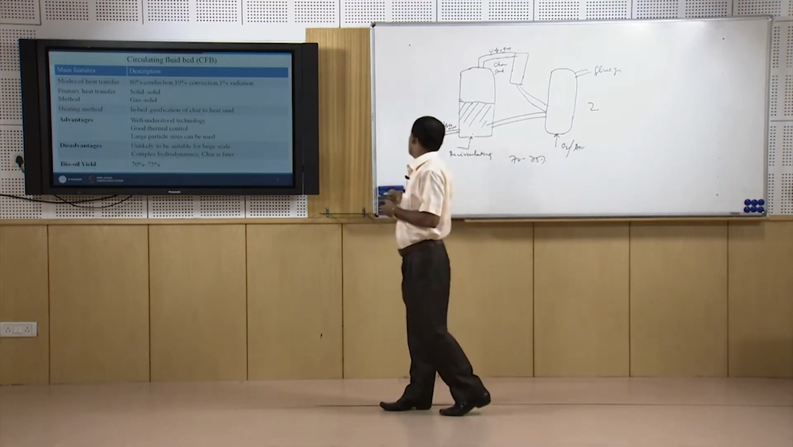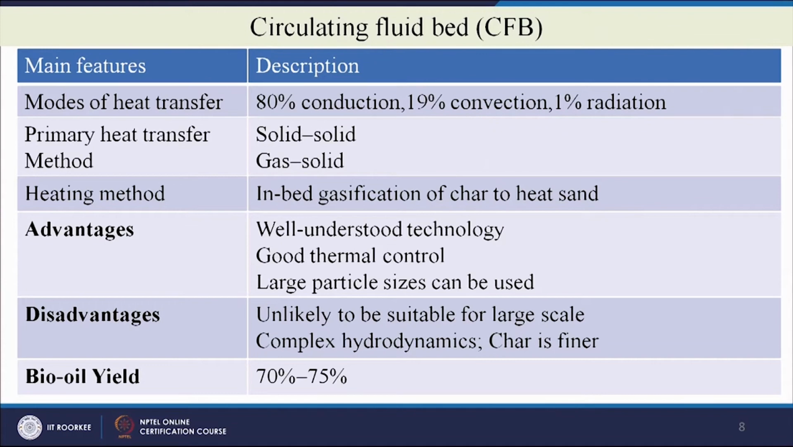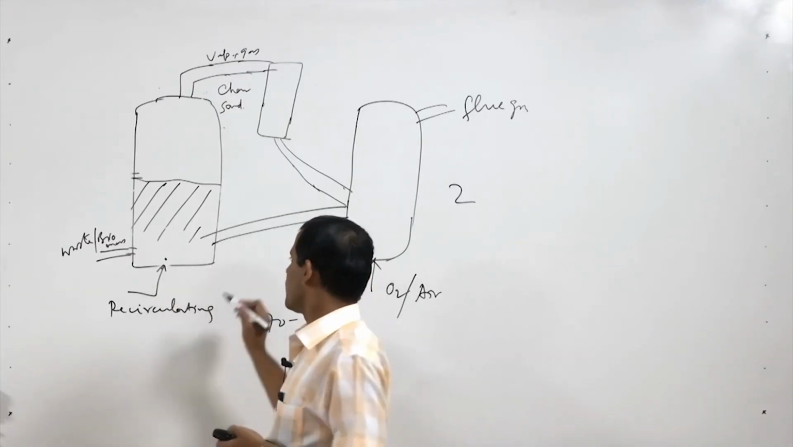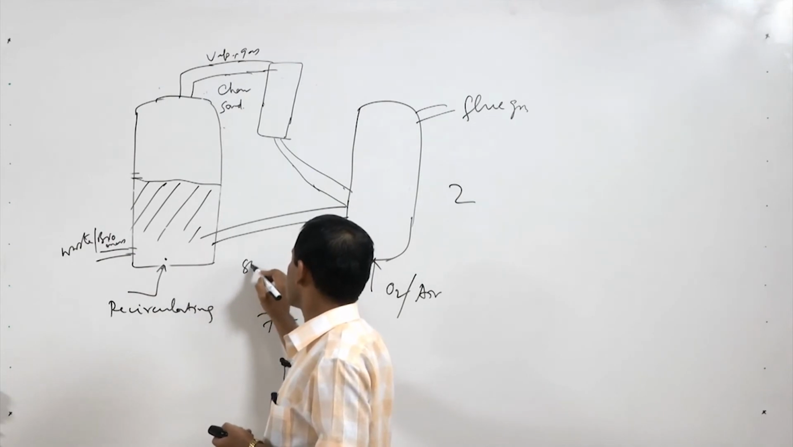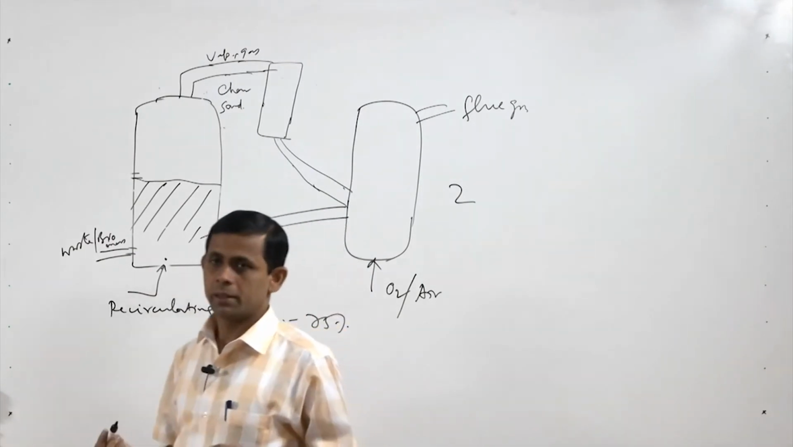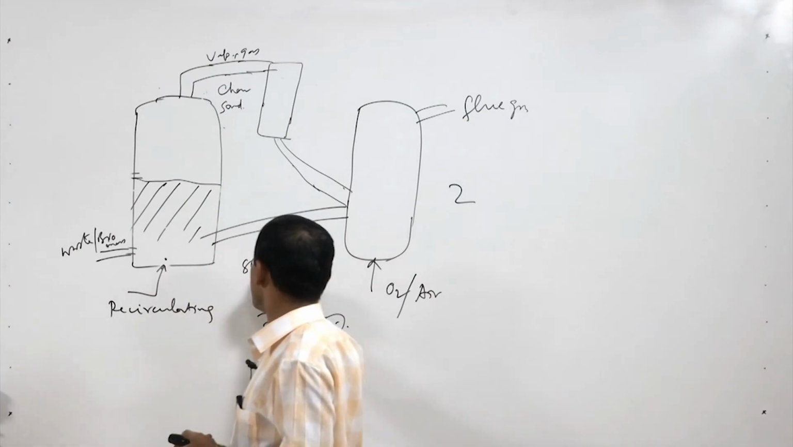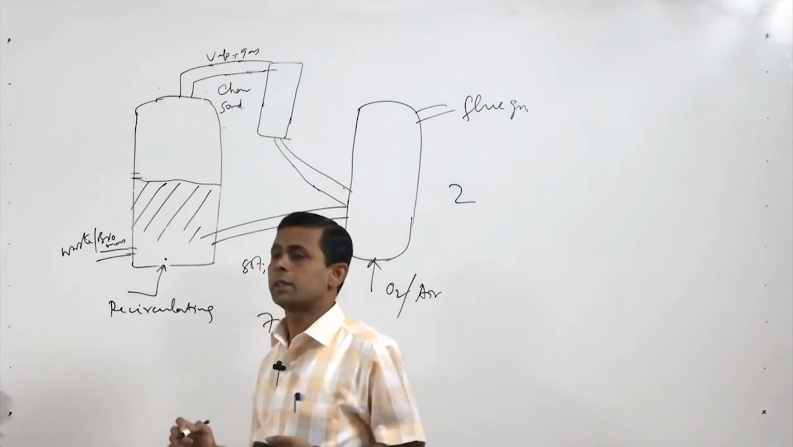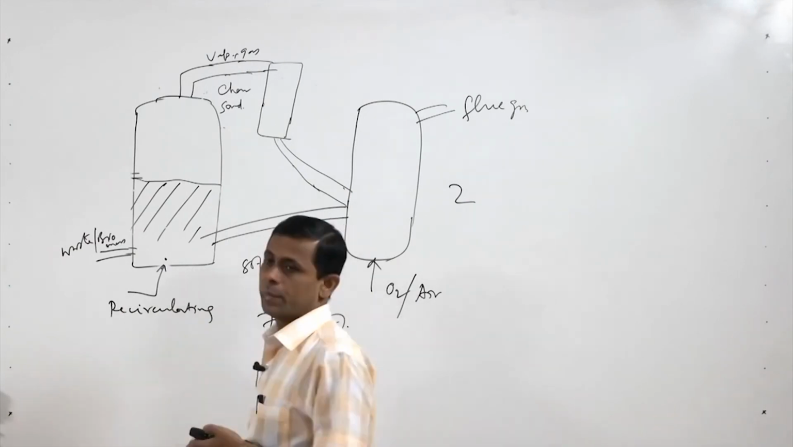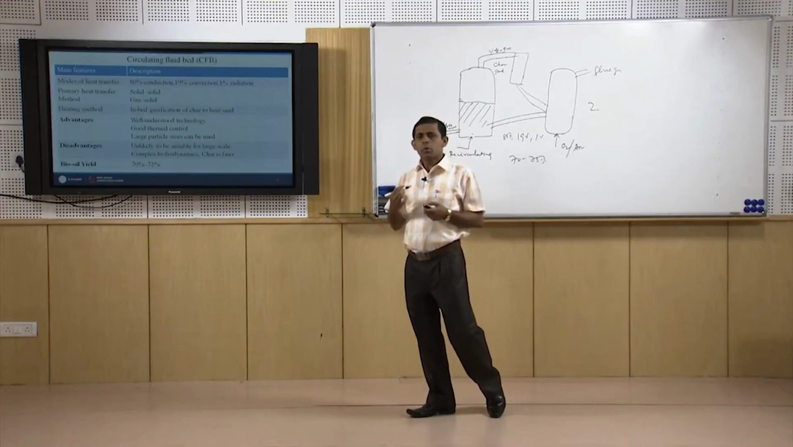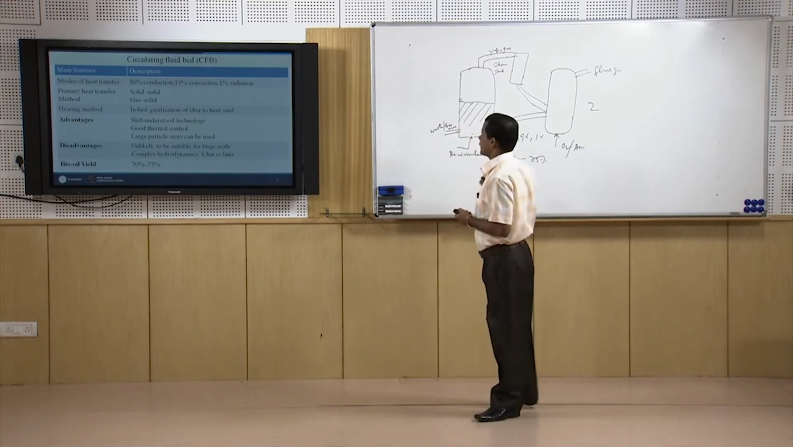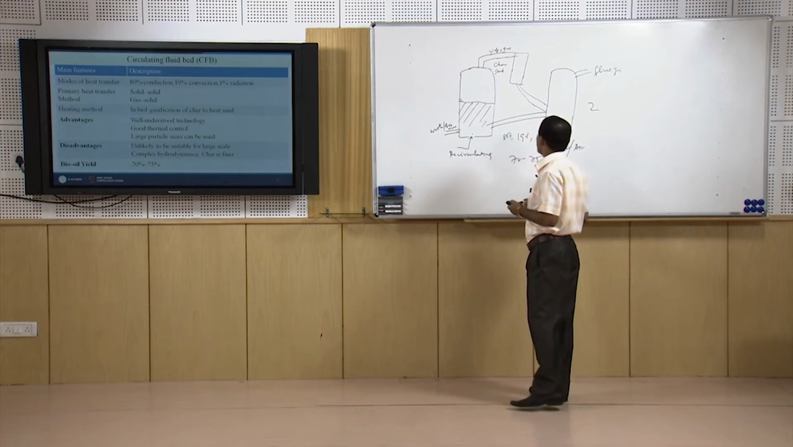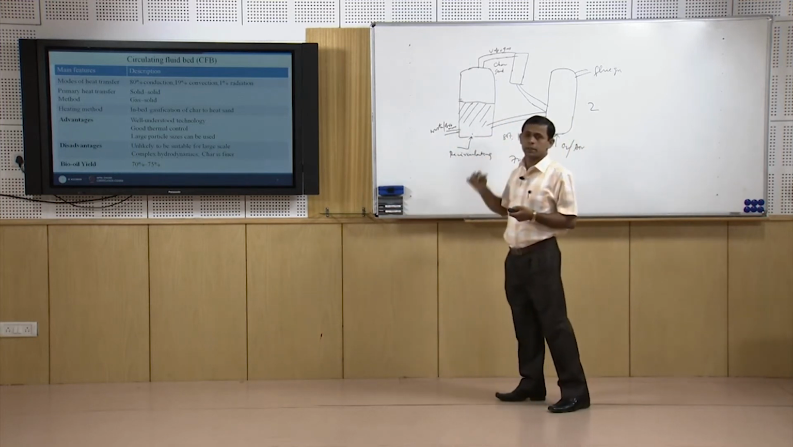and here the contribution of the conduction mode of heat transfer reduces from 90 to 80% with respect to the fluidized bed. Due to the circulating effect, conduction mode is 80%, but convection mode increases from 10 to 19% and radiation remains the same at around 1%. So, this is the mode of heat transfer in this reactor, and here some in-bed gasification takes place and heated sand helps with the heating.